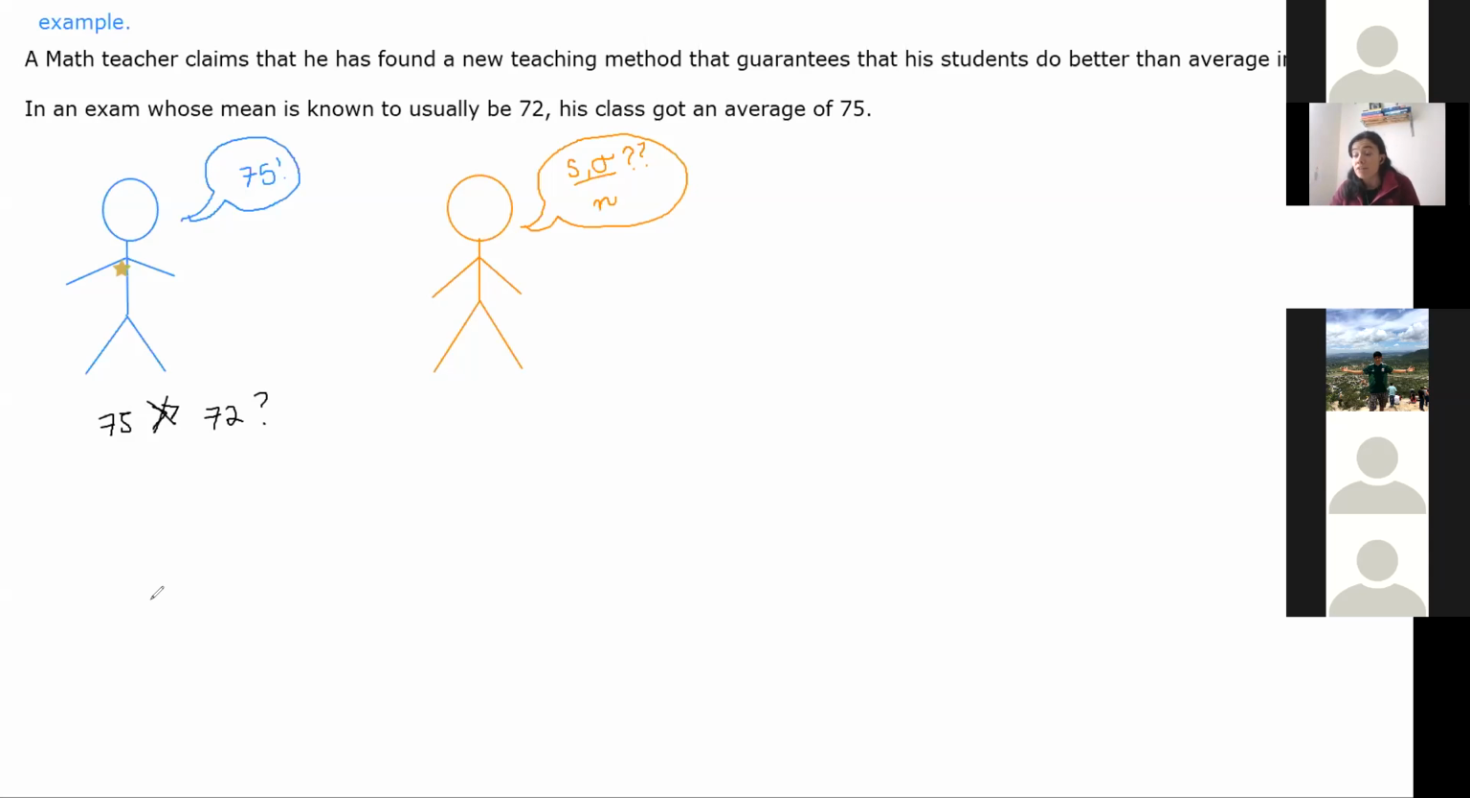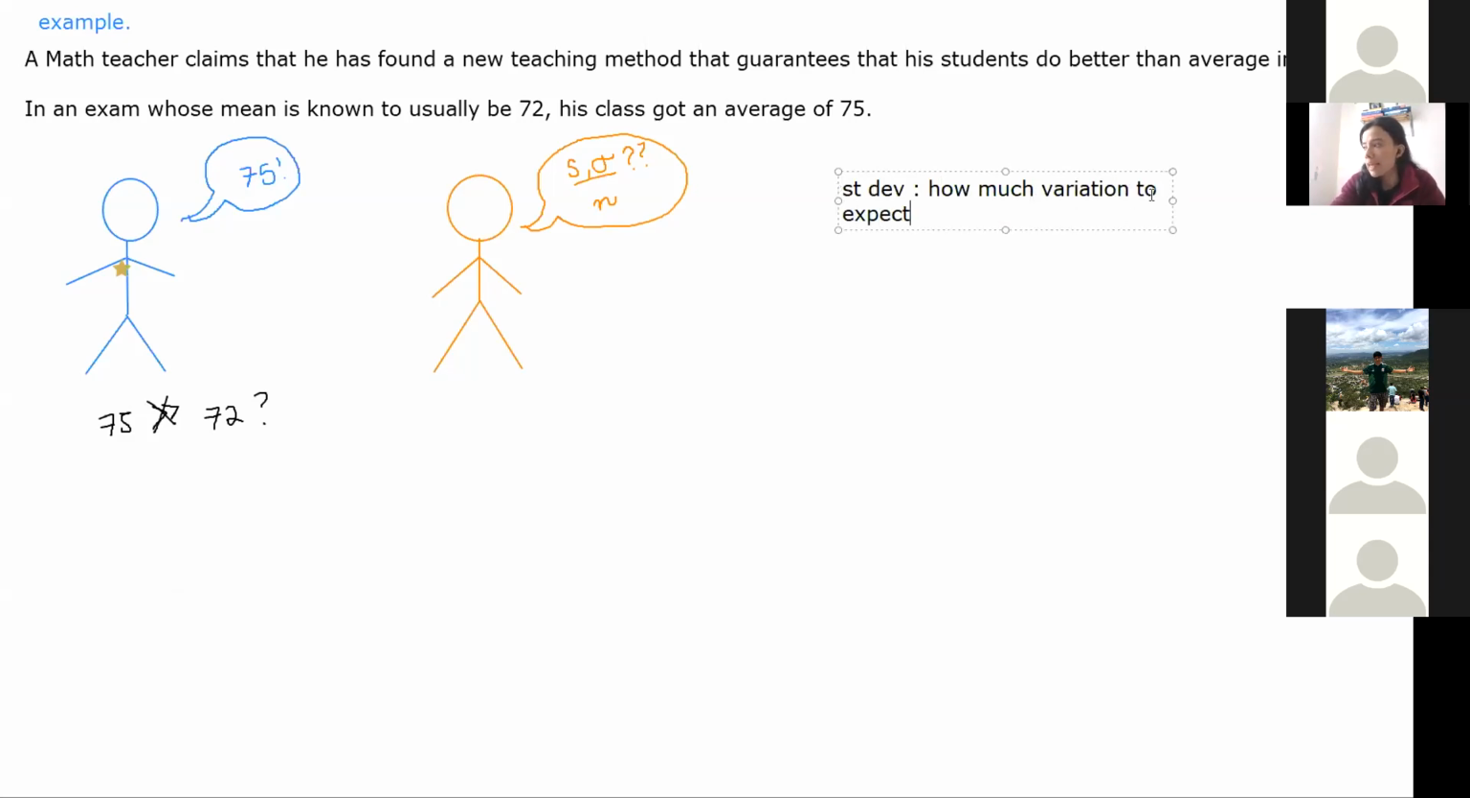Whereas if I got an average of 75 from, I don't know, 1,000 students, then a lot more information gave me a result that was still higher than 72. So if I have a larger class, the fact of getting an average of 75 is a lot more significant. Does everybody understand that? Do you have any questions about that? All right, so 2 main things. First, the standard deviation tells me how much variation to expect.